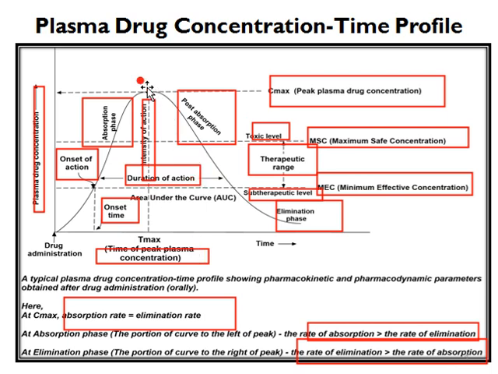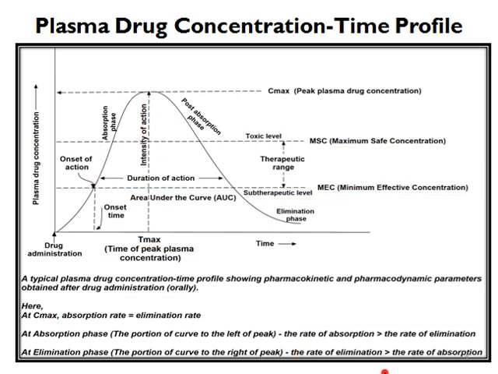The corresponding time to Cmax is known as Tmax, that is the time to reach peak plasma concentration, and the entire area covered under this bell-shaped curve is known as the area under the curve. These are all the important pharmacokinetic and pharmacodynamic parameters which are obtained after the oral administration of a drug.